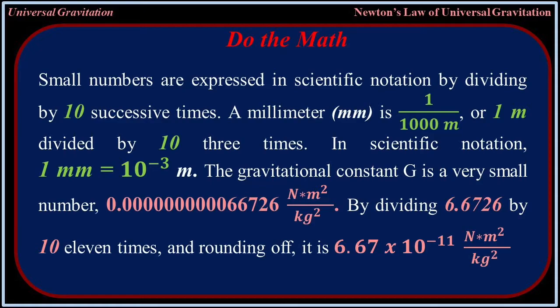The gravitational constant G is a very small number. By dividing 6.6726 by 10 eleven times and rounding off, it is 6.67 times 10 to the negative 11 newton meter squared over kilogram squared.